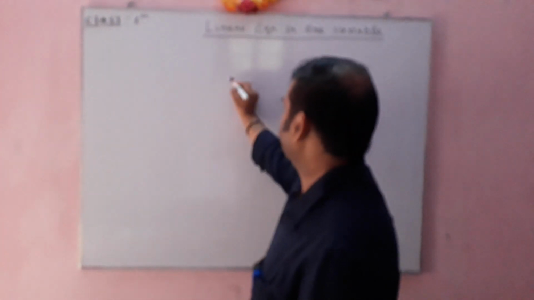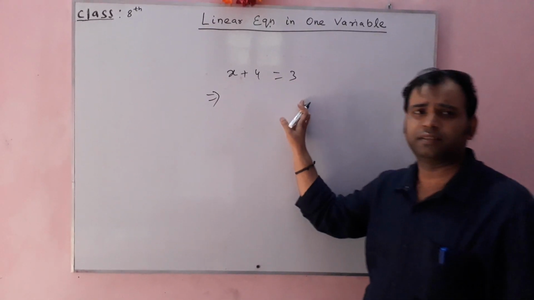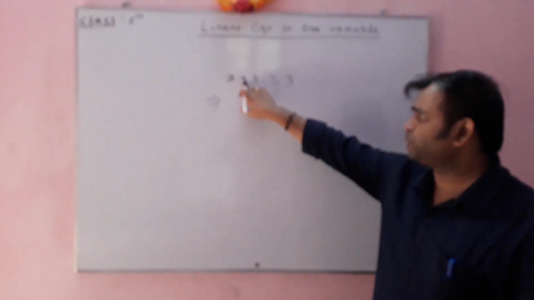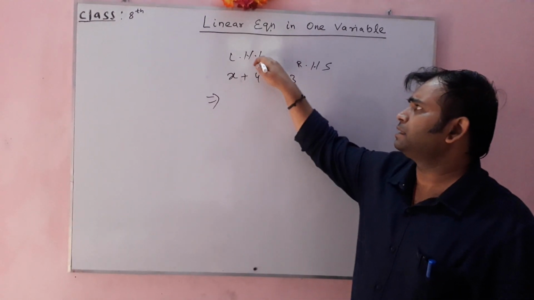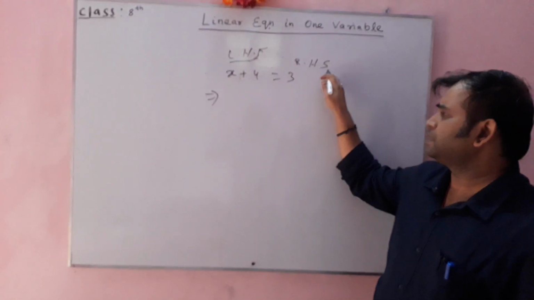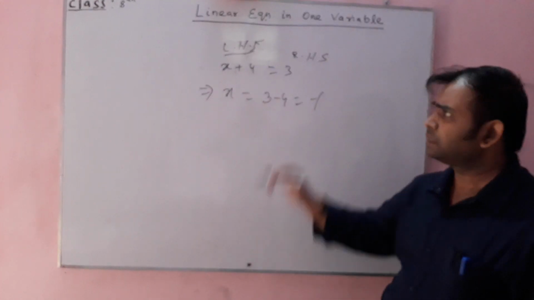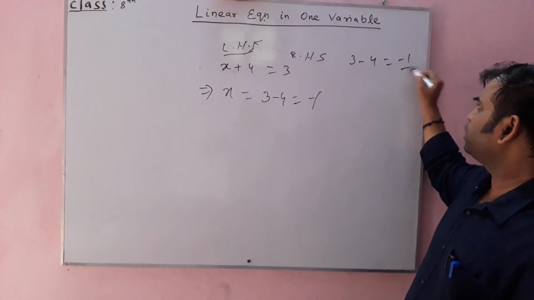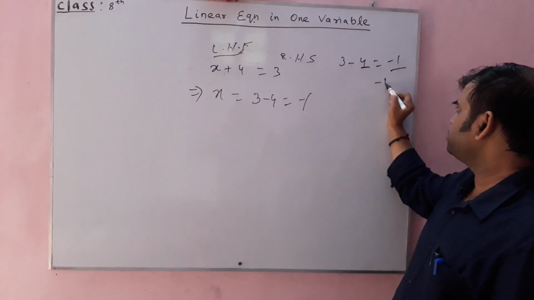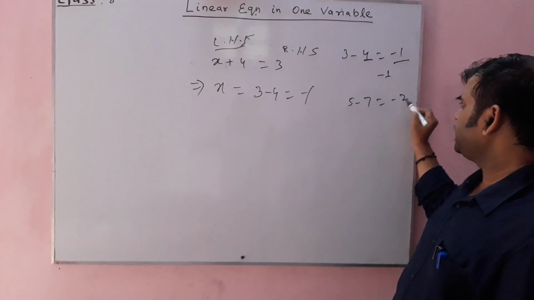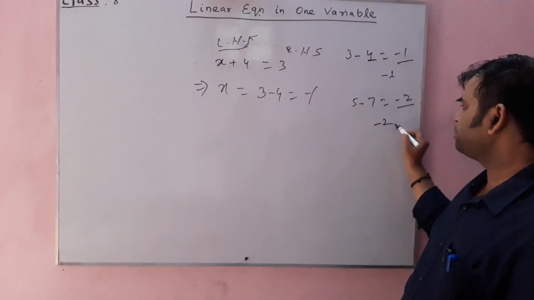So just see here, x plus 4 is equal to 3. I know you all are thinking this is very simple, but just see here, this plus 4 will go to the RHS. This is the LHS, left hand side, and this is the RHS, right hand side. So what is the value of x here? 3 minus 4 is equal to minus 1. Why minus 1? Because 4 is greater and has the negative sign. So 4 minus 3 is equal to 1. 5 minus 7 is equal to minus 2. Why minus 2? Because 7 is greater and has the minus sign. 7 minus 5 is equal to 2.